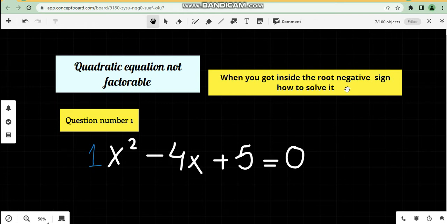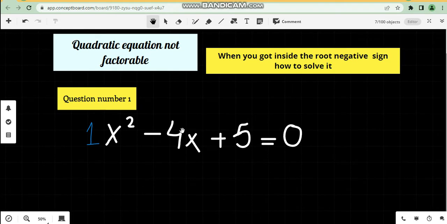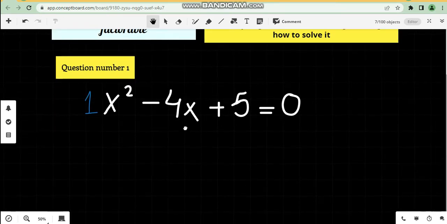Today in this video I'm going to discuss how to solve a quadratic equation by the quadratic formula when you get a negative sign inside the root, and how you simplify that imaginary part. This is the second part of my quadratic equation series. If you don't know what the quadratic formula is and how to solve by it, you can see my first video.